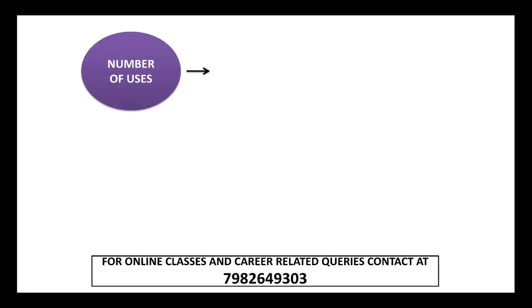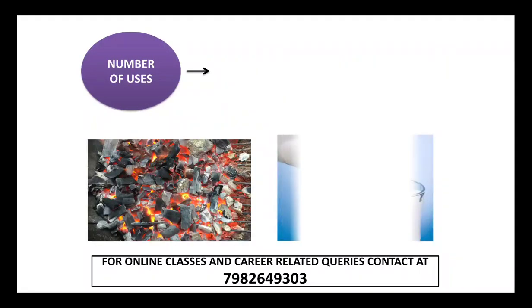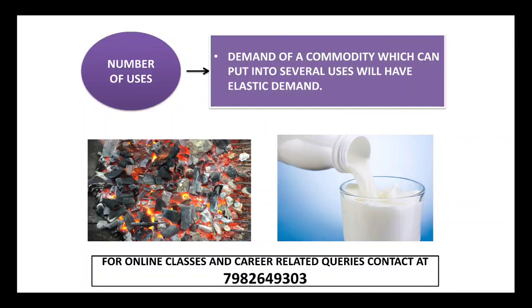Okay, number of uses. Let's say milk, coal, they have a lot of uses. Whenever a commodity has a lot of different uses, we can put its demand into different uses. So in that case, the elasticity will be more as compared to products which do not have many uses.